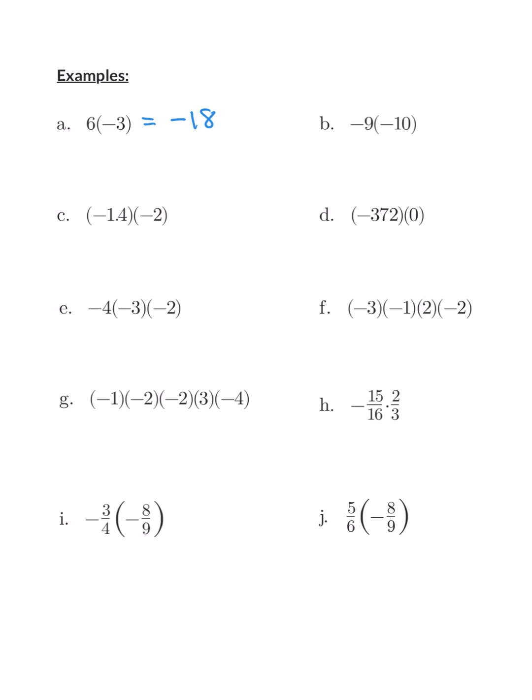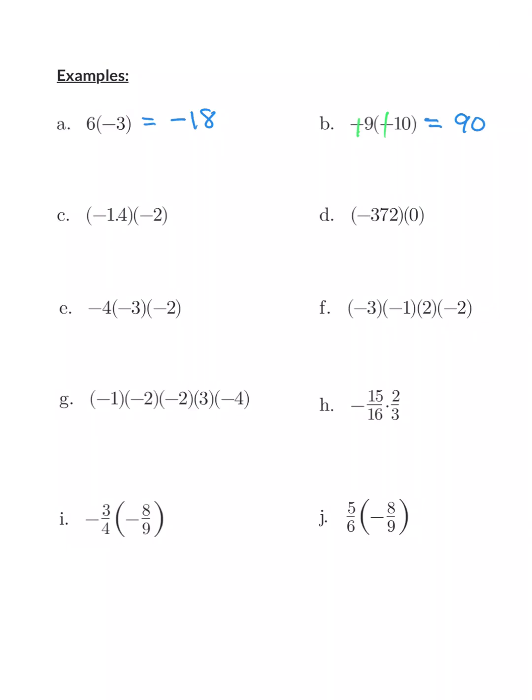For example B, we have negative 9 times negative 10. Again, I want to multiply my numbers, disregarding the signs. And now, since I have two negatives, my answer will be positive. Another thing you can do, like what we did with subtraction, is cross out negatives in pairs. Since both of my negatives cancel, I have my final answer of positive 90.